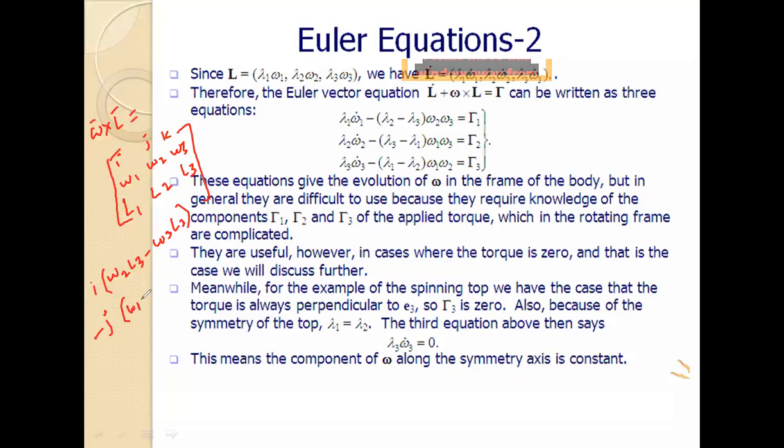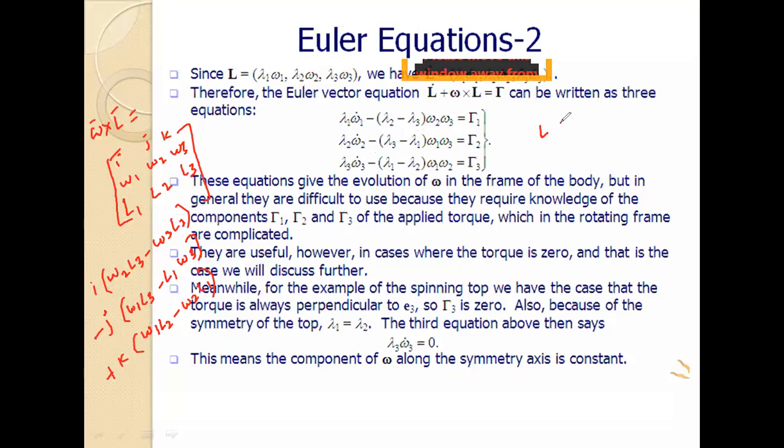Omega 1 L3 minus omega 3 L1, right? Yes. Plus K omega 1 L2 minus omega 2 L1. So now we got 3 equations, right? Now we have to substitute what is L1, L2, L3.